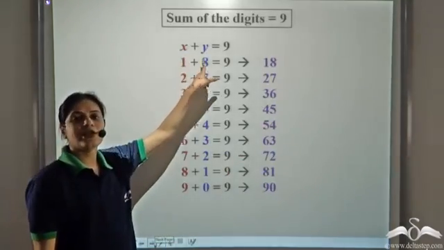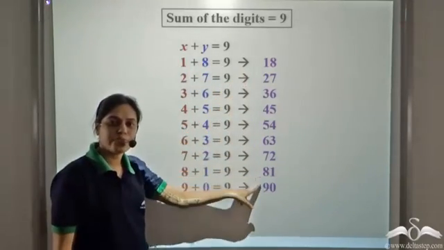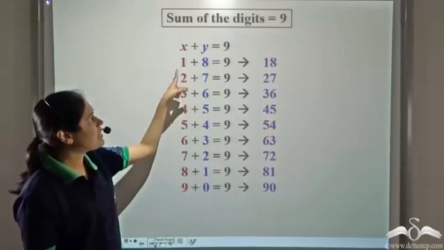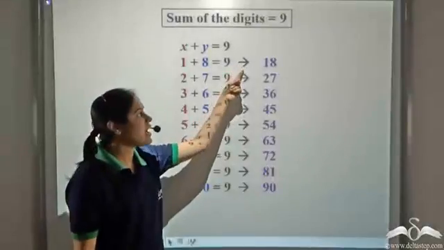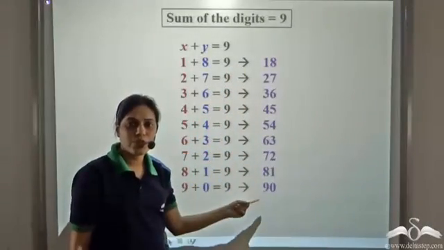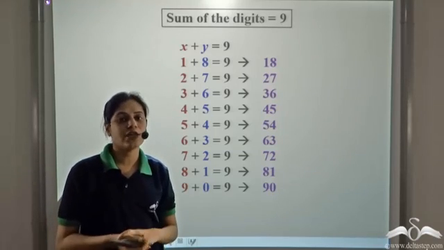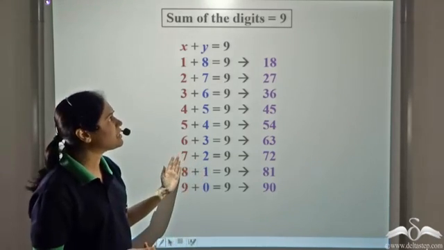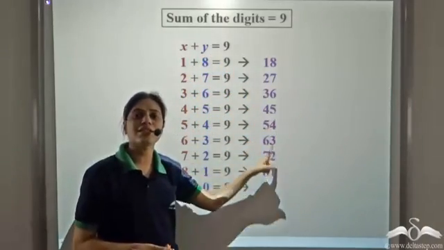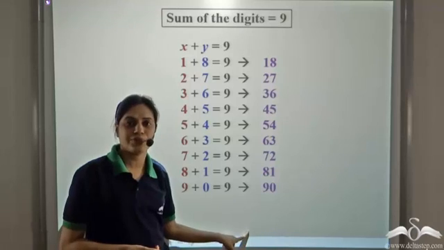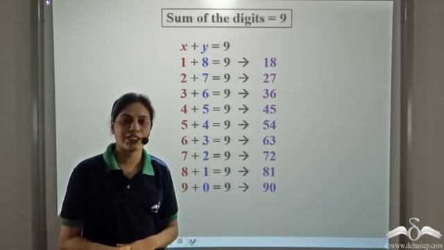Now using this linear equation in two variables, we have got these possible values. But observe that we have not got a single value for the number. We still have 9 possible numbers. So a linear equation in two variables does not give us a unique solution. As in this case, we can clearly see that it does not give us a single number. It gives us 9 numbers.